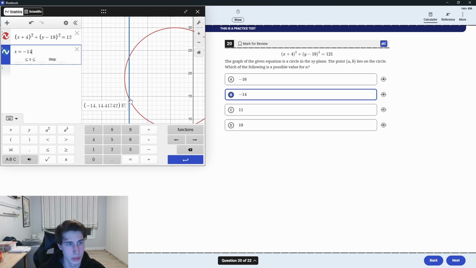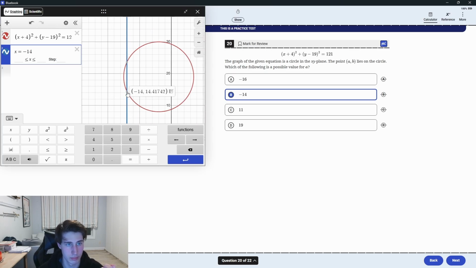So then b would be one of these two. But we're not looking for b. We're looking for what's the possible value of a. And the only answer choice that matches that is B.